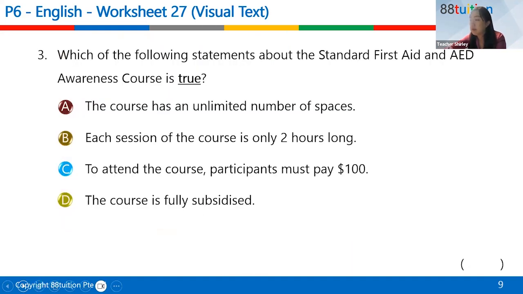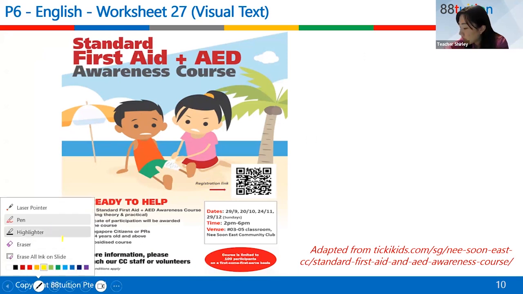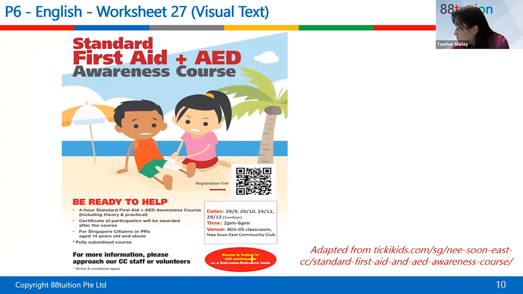Which of the following statements about the standard first aid and AED awareness course is true? So again, this one, you have to sieve out true statements. When you see true or false words, you can actually put a symbol. True means it's a tick. So you know that you're looking for ticks and not crosses. Let us take a look at the first statement. The course has unlimited number of spaces. So here it says that the course is limited to 100 participants on a first come first serve basis, right?